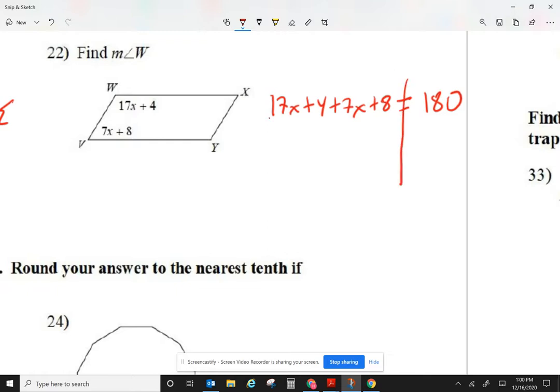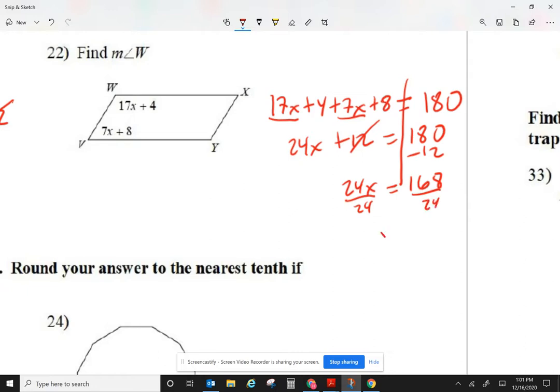On the left side, let me combine like terms. 17x plus 7x, that gives me 24x. 4 plus 8, that gives me 12. This is equal to 180. Let me subtract 12. So I have that 24x equals 168. Let me divide by 24. X equals 7.